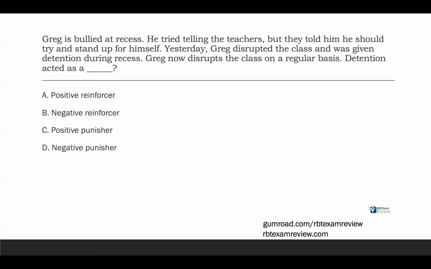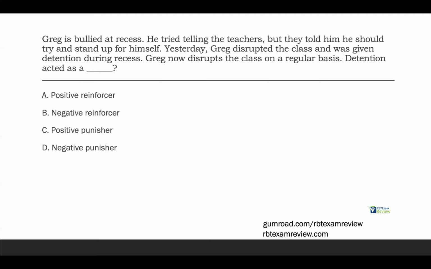Okay, so disregarding the teachers not addressing the bullying, Greg is getting bullied and he needs to find a way out of it. The teachers aren't helping him. So what does Greg do? Greg disrupts the class and gets detention. Okay. Now, detention is typically thought of what? As a punisher. In this case, though, what is happening?